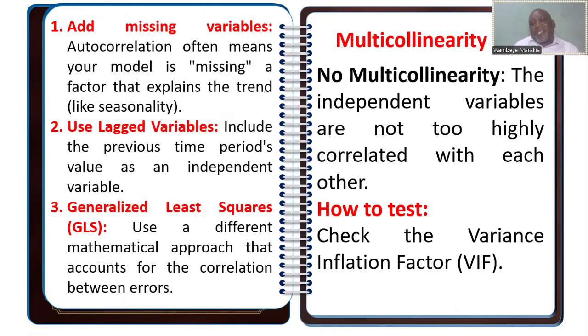Another assumption is the assumption of multicollinearity. You should not have any collinearity between the independent variables. When the independent variables are too highly correlated with each other, we say that the data has multicollinearity. How do you test for multicollinearity? We check the variance inflation factor, VIF.